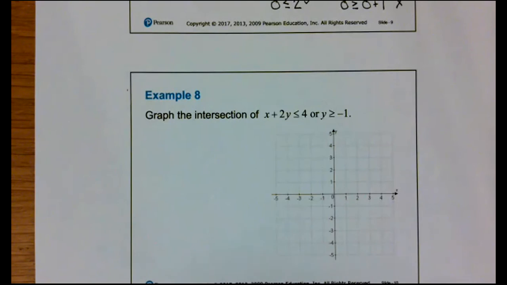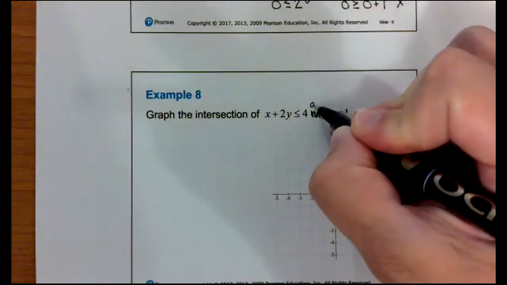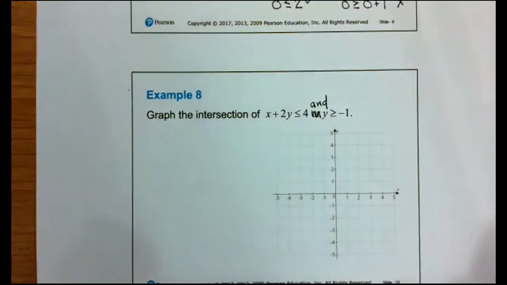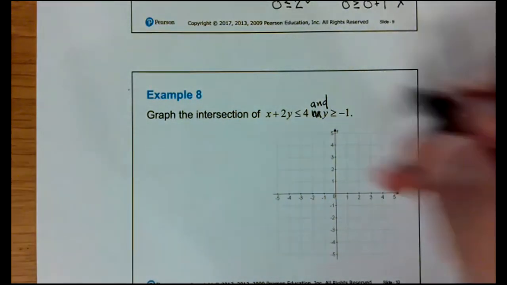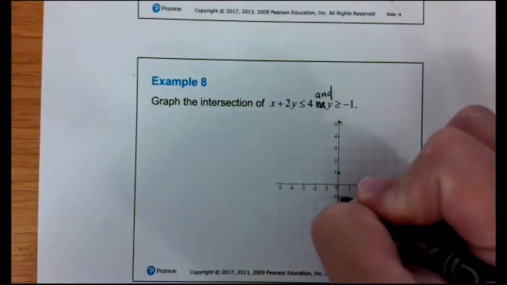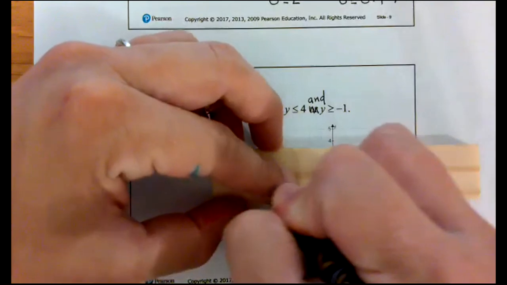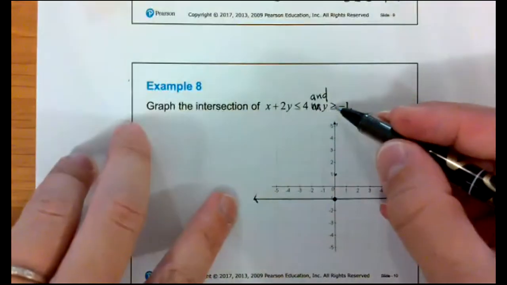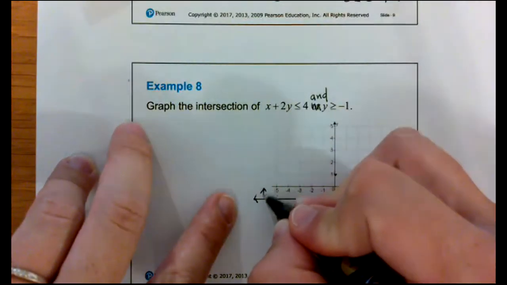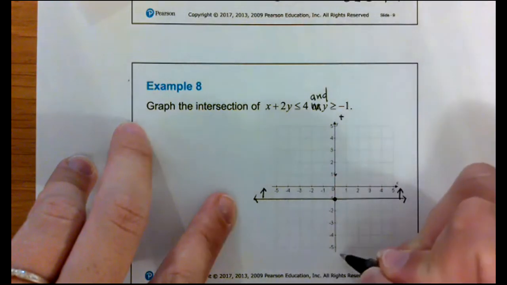One more. And this should be and. So y is greater than or equal to -1. So y is -1. Where y is -1, we'll make a solid line. Greater than or equal to means above. Or sorry, towards positive y.